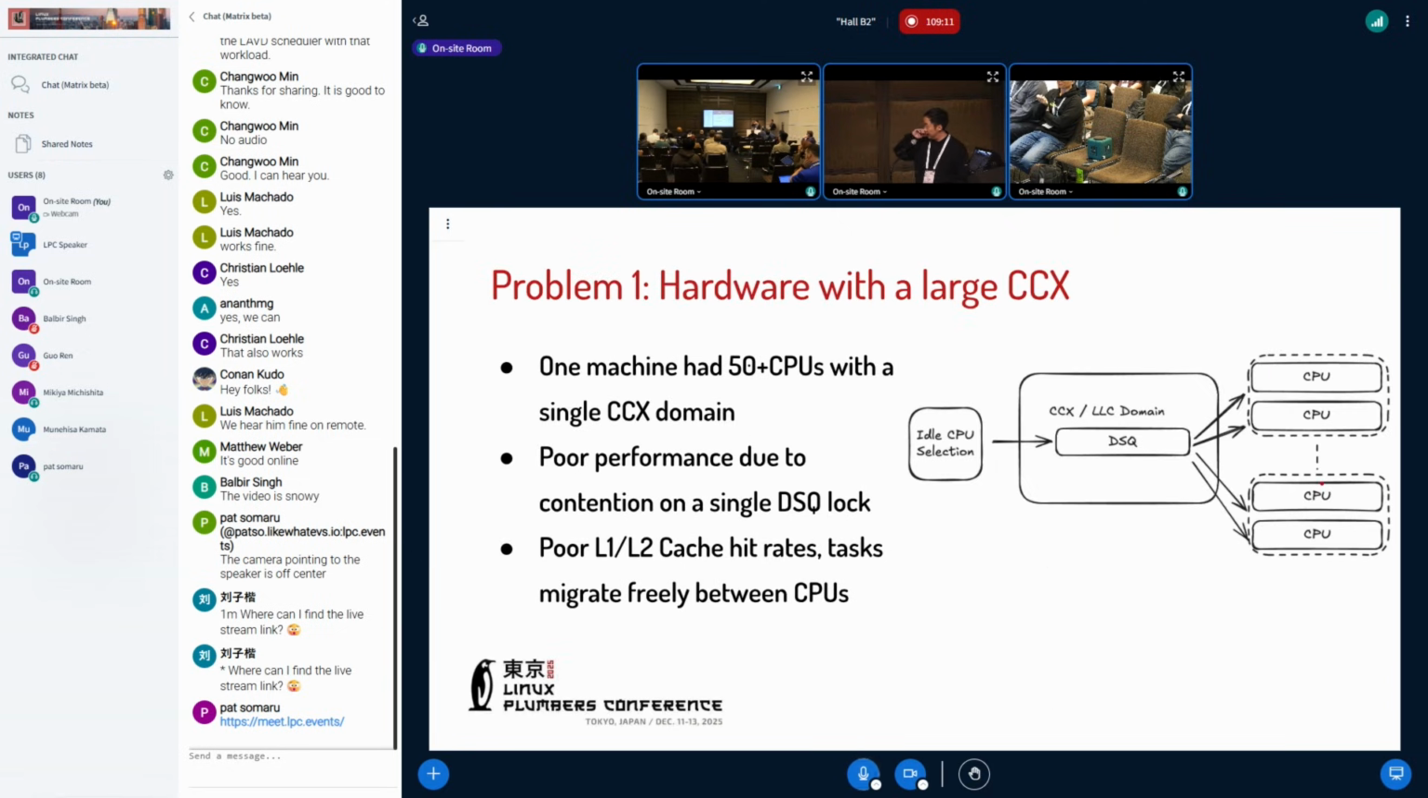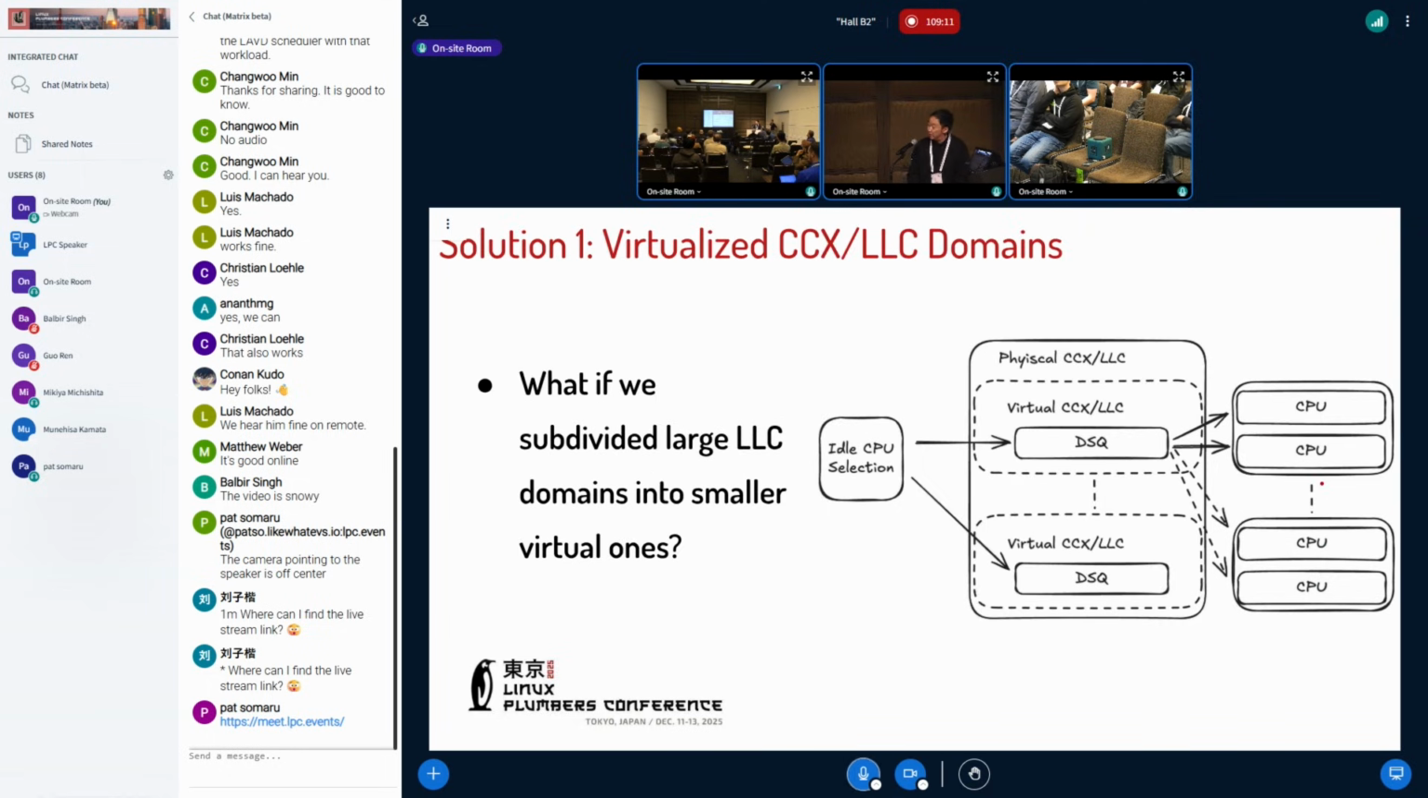One of the issues we ran into is we had one machine that had 50-some plus CPUs sharing a single CCX domain. As you can see, we now have 50 CPUs competing on that single DSQ and hammering on that single DSQ lock. This also results in a lot of task migrations, because we don't guarantee that the idle CPU selection runs the task on the CPU selected initially when you push that task in. The CPUs just take the task, and the task tends to migrate a lot more than you would want.